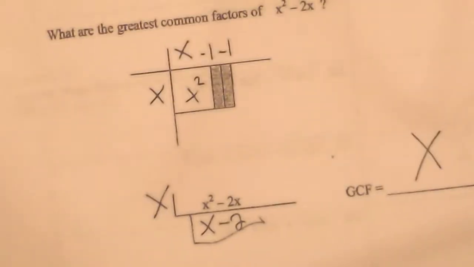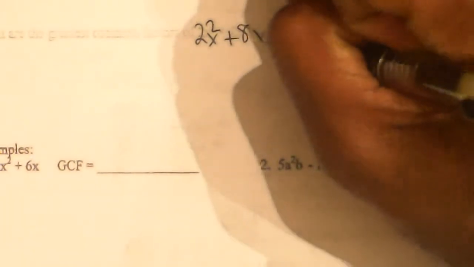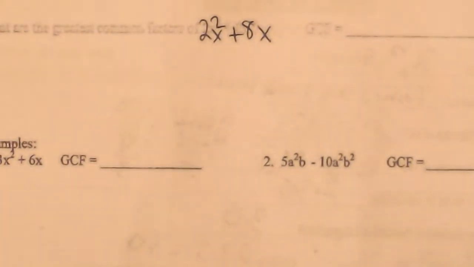Okay, now we're on the back. So now we're going to be looking at some more GCFs, just to get a little bit of practice. If you can't see the top, it's really light. You should look on your paper. That actually says 2x squared plus 8x, I think. If it doesn't say it, make it say it.